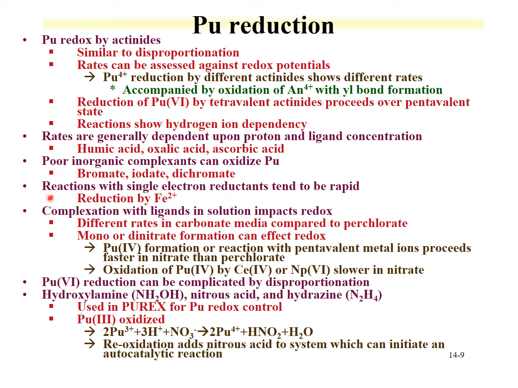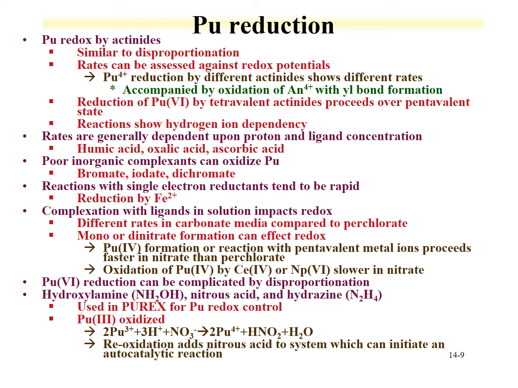Things that are reduced or oxidized through single electron transfers, such as the single electron reductant, they tend to be rapid. So reduction by iron 3 tends to be a rapid route for changing the oxidation state of plutonium. And then there's complexation, which can change the stability of different redox states. So carbonate medium is going to behave differently compared to perchloric because the carbonates will bind the plutonium effectively where the perchloric will not. And then there's also disproportionation, such as plutonium-6, where it can be reduced, and then that reduction can be complicated by disproportionation.